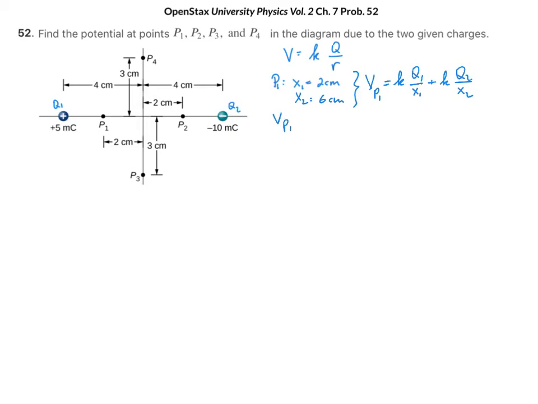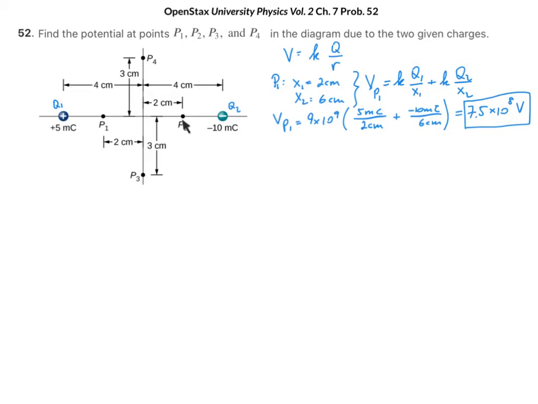So the potential at P1 is going to be, I'll factor out the k, 9 times 10 to the 9th, Q1 is 5 millicoulombs, x1 is 2 centimeters. And to that I add Q2, which is negative 10 millicoulombs, divided by x2, which is 6 centimeters. Now, when I actually do the calculations, I have to convert from millicoulombs to coulombs, so that would be 10 to the negative third, and from centimeters to meters, so that would be 10 to the negative 2. But when I make these calculations, I end up with 7.5 times 10 to the 8th volts. So the potential due to these two charges at that location is 7.5 times 10 to the 8th volts.